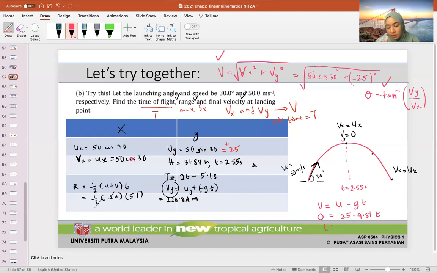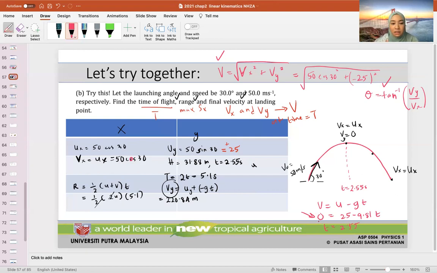So daripada sini kita dapat T equals to 2.55. Okay. So kenapa saya tahu nak kena letak kosong ni? Because this is the information that we needed to remember. Yang ni memang kena tahu. Maximum height, V equals to 0.